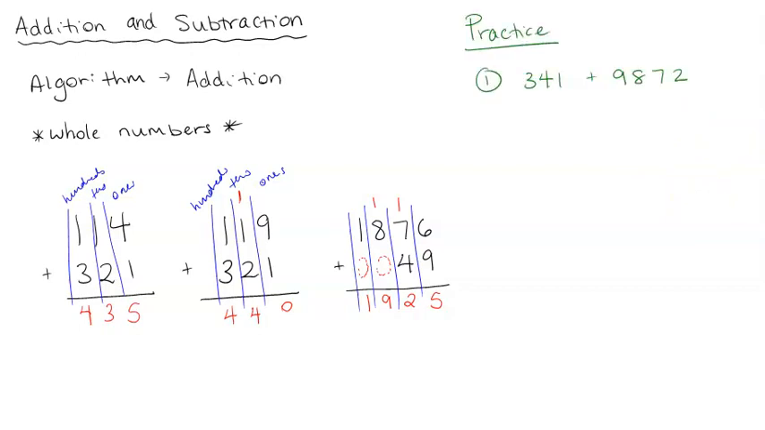So for your first one, I've given you 341 plus 9,872. And I haven't put it in this stacked format on purpose, so make sure when you're doing it on paper, you stack the numbers and line them up properly.